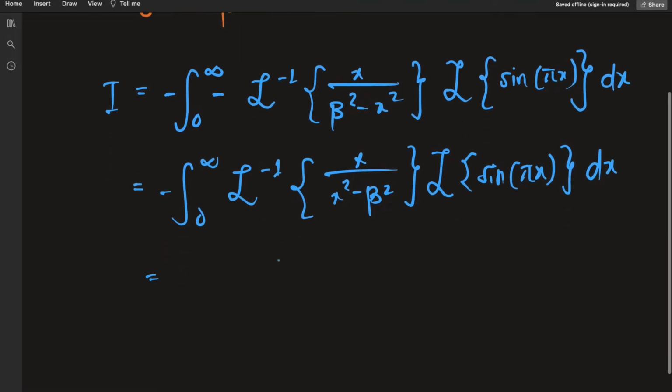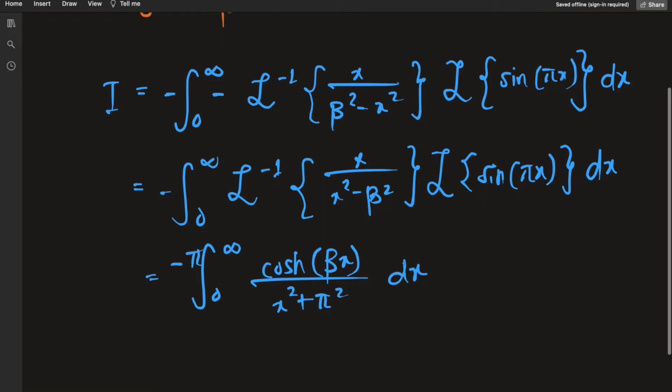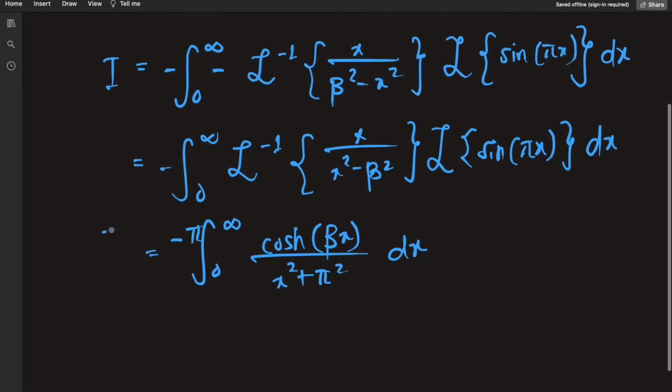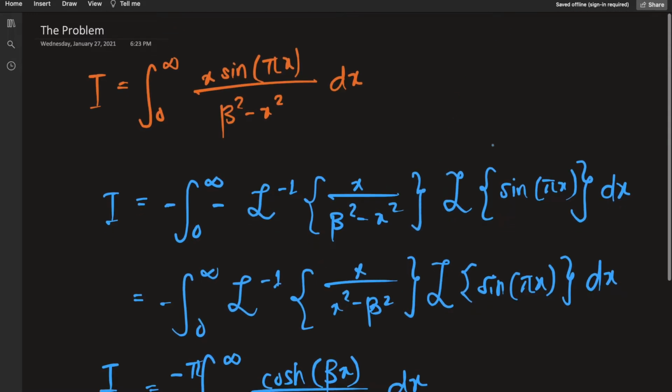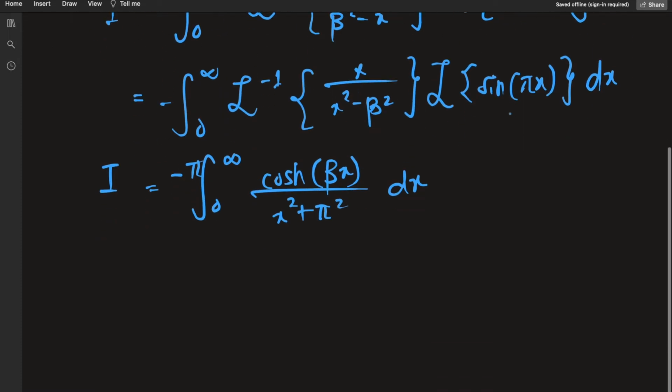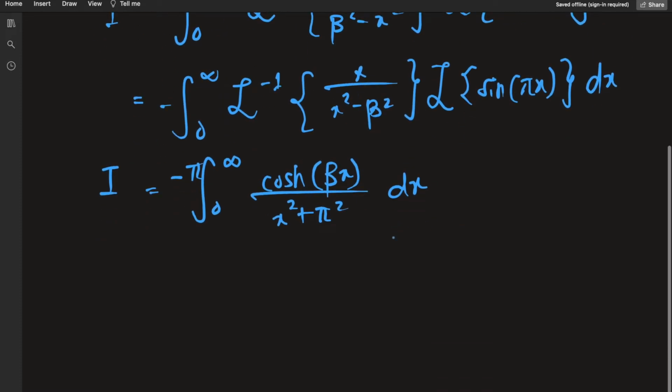And the negative was useful because if you remember last video about the Laplace transform of hyperbolic trigonometric functions, this is exactly the hyperbolic cosine of bx, and the Laplace of this is pi divided by x squared plus pi squared dx. And now, using hyperbolic cosine, we don't need a vertical contour like option 1. We can work with a horizontal contour too.